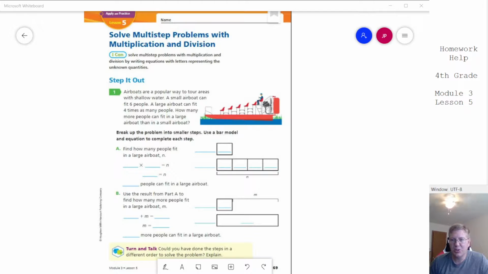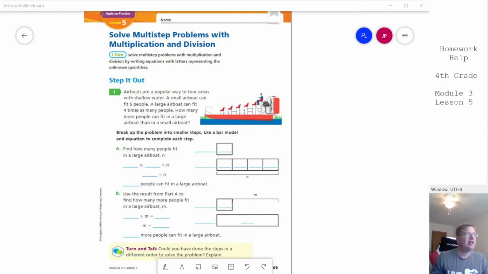So this concludes our chapter or module, as they call them now instead of chapters. So this is going to be the most complicated lesson that we have. We're going to be working with multiple step problems that involve multiplication and division and working with comparisons.